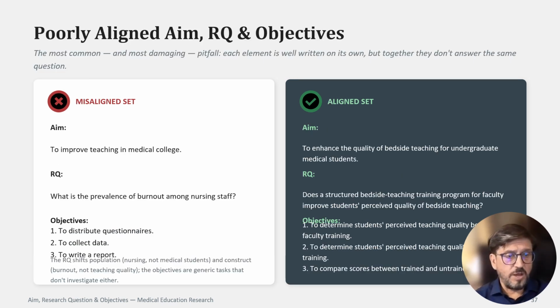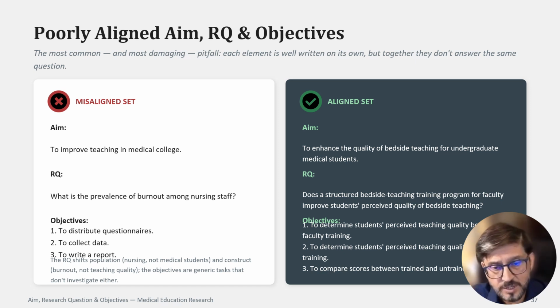This is eventually what research is about: are the aim, research question, and objectives aligned or not? Let's take a misaligned set. The aim is to improve teaching in medical college, and the research question is, what is the prevalence of burnout among nursing staff? And objectives are, again, to distribute questionnaires and so on, which basically are process-based. So you can see that the research question shifts population and construct. The objectives are generic tasks that do not investigate either.